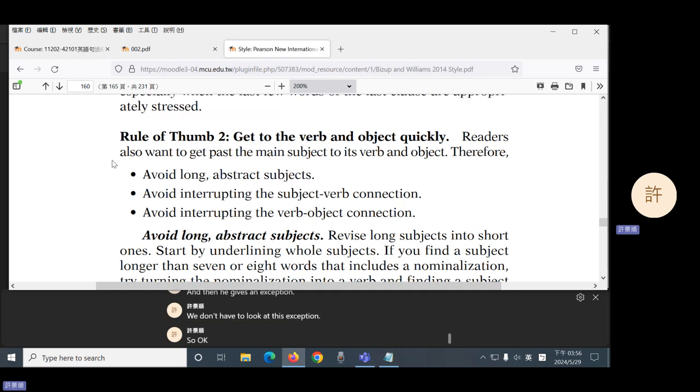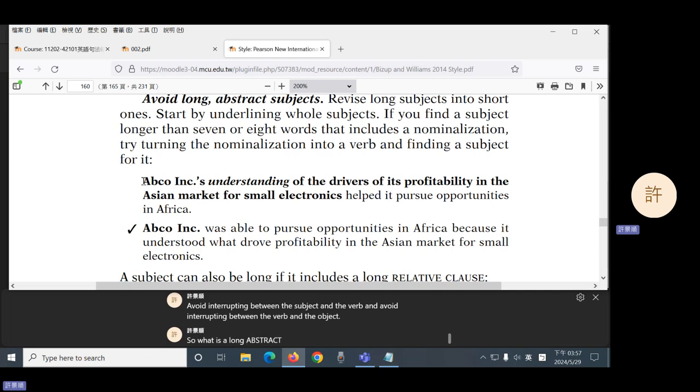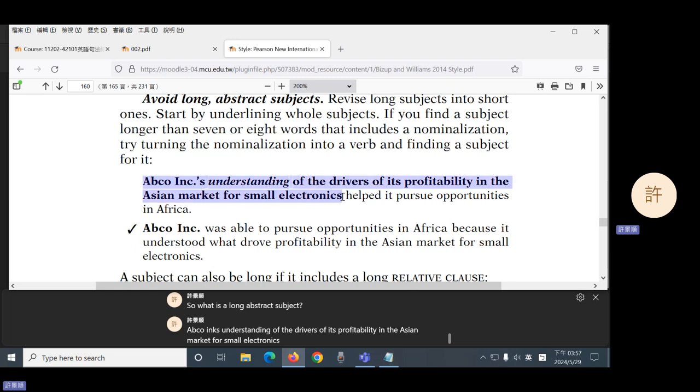So, okay, let's see, you found the subject, but then it takes too long to get to the verb and object. So here are some ways to solve that problem. Avoid long abstract subjects. Avoid interrupting between the subject and the verb, and avoid interrupting between the verb and the object. So what is a long abstract subject? Abco Inc.'s understanding of the drivers of its profitability in the Asian market for small electronics is the subject. And the verb is helped. And the object is it.